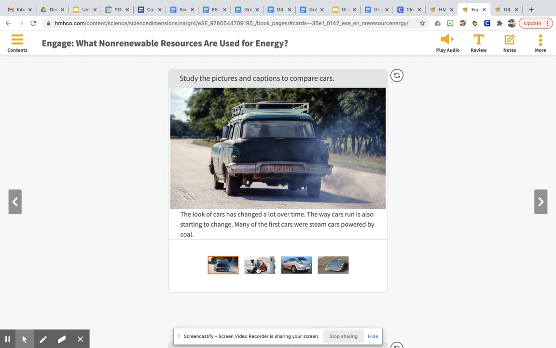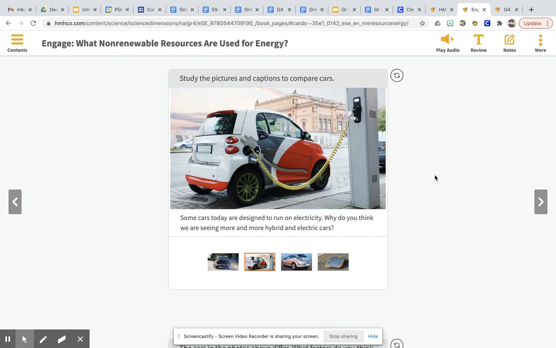So here's our next vehicle. This one looks completely different. And you've probably seen some cars that look like this on the road. It says some cars today are designed to run on electricity. Why do you think that we are seeing more and more hybrid and electric cars? And so at this time, I want you guys to pause and have a discussion about why you may be seeing more hybrid and electric cars.